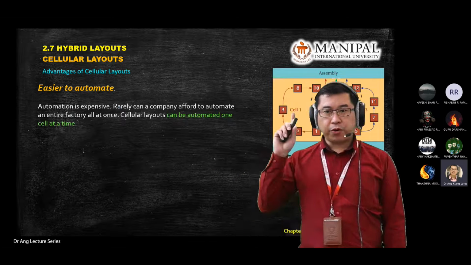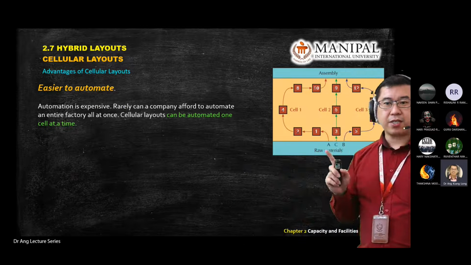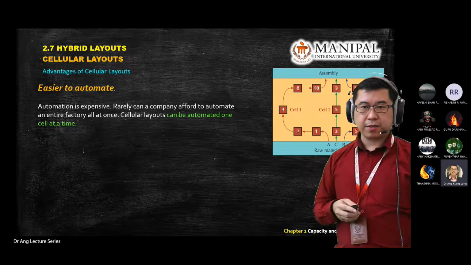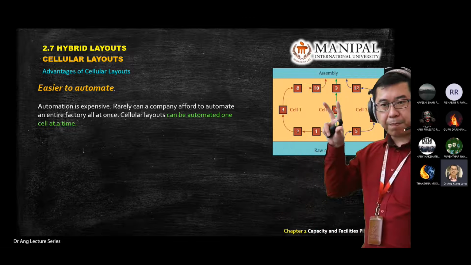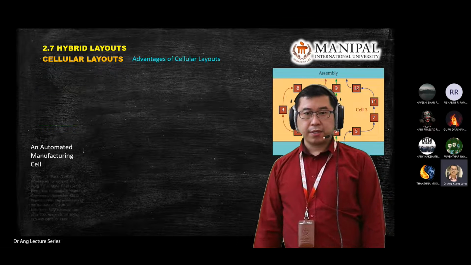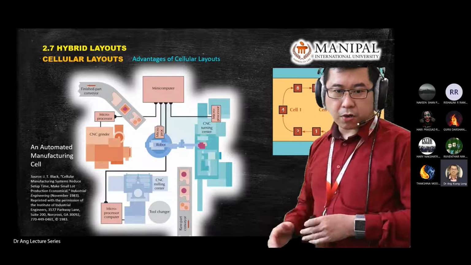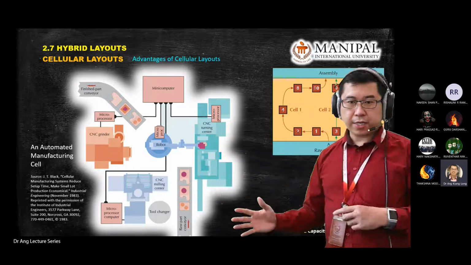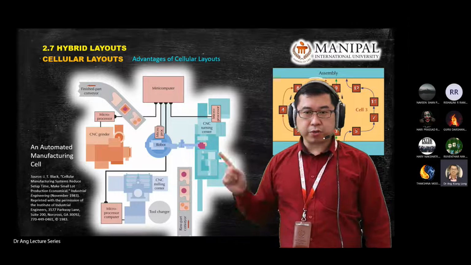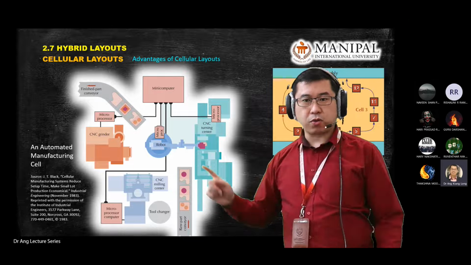And if you already built a cellular layout, there's a high chance you can automate the process. It will prepare a platform for automation. So this is another example of an automated manufacturing cell, where the parts come in and then you use a robot arm to process. You can see at the center there's a robotic arm to process the whole thing.